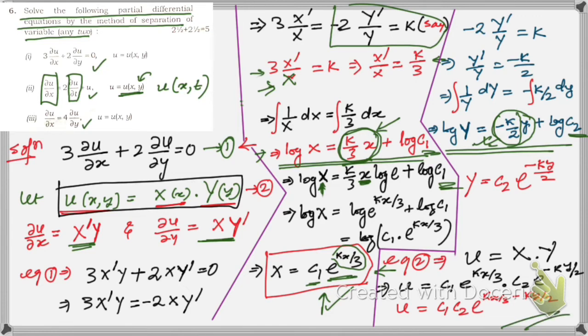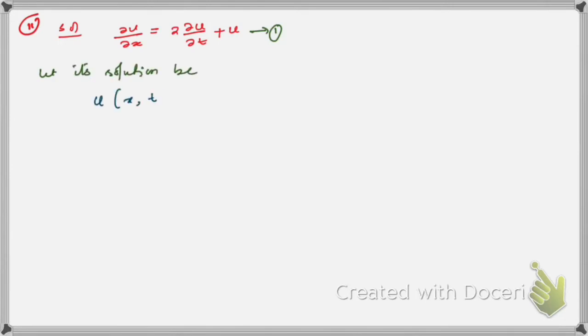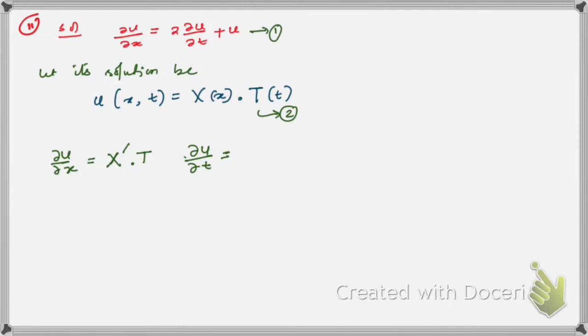Now let us solve the next question. So this is the next equation here, right? Again, this is equation number 1. Let its solution be u of x and t is equal to, suppose, capital X of small x into capital T of small t. This is equation number 2, suppose. And let us find del u by del x, then del u by del t. So now use these values in equation number 1.